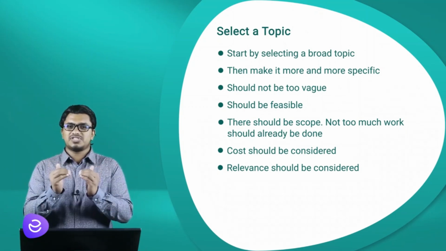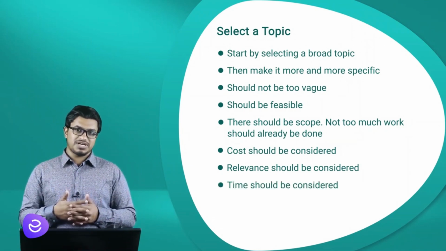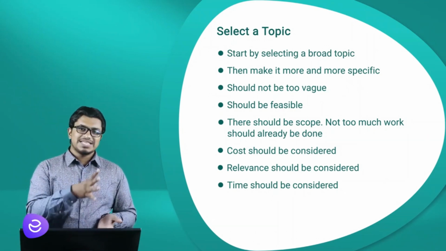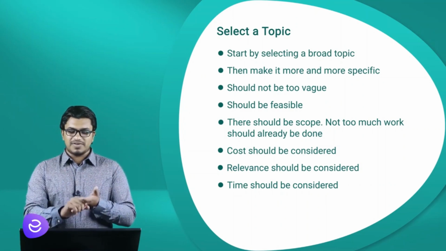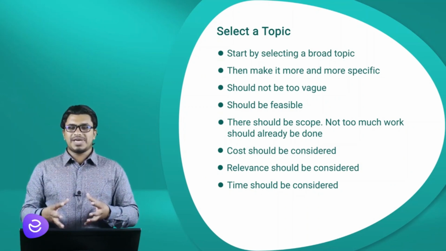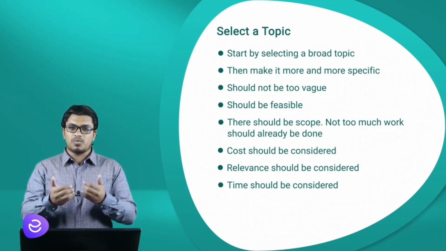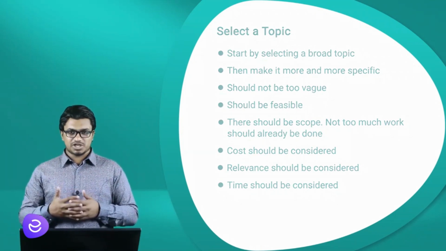So relevance should be considered, and at the same time, time should also be considered. Time, cost and relevance should be considered while selecting a topic. So that is how you select a topic. You consider the time, relevance and cost. You check whether the topic has relevance and scope. You start from a broad topic and become more and more specific. Don't become vague, and that is how you select a topic.